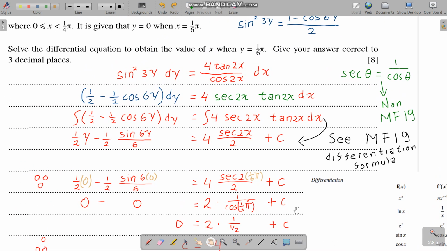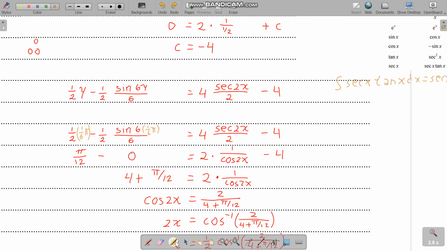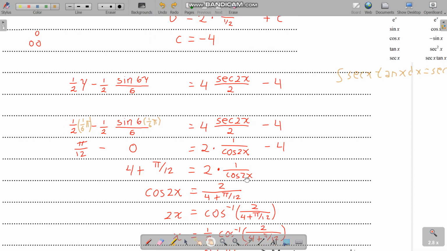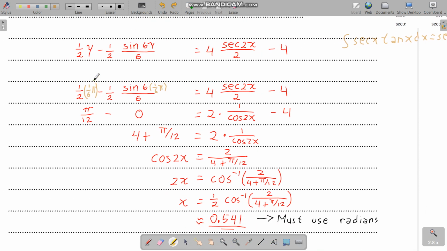If you read the question again, we need to find the x when the y is 1/6 pi. So this y is 1/6 pi, this y is 1/6 pi. Now you need to find this x. 1/2 times 1/6 is 1/12, and 6 times 1/6 is 1, so just pi. Sin pi is 0, so 4/2 is 2, and secant is 1 over cos. So we have 2 times 1 over cos. Move the -4 to the right, you get +4.